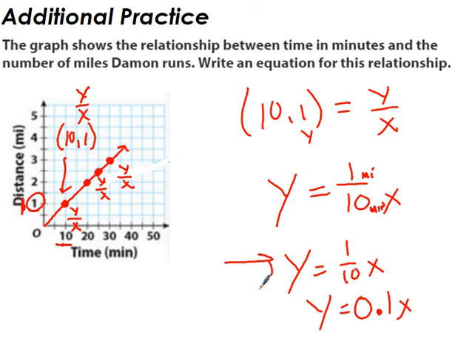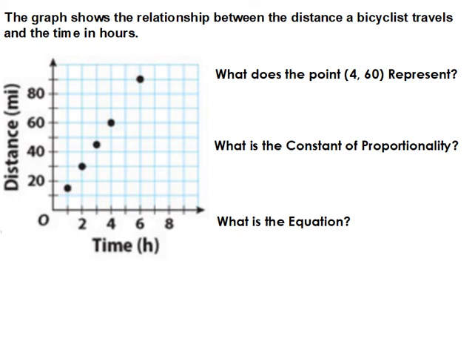All right. So this graph shows a relationship between the distance a bicyclist travels and the time in hours. Okay, so distance a bicyclist traveled and the time in hours. What does the point (4, 60) represent? What is the constant of proportionality? What is the equation? Try this one. Pause it and see how you do.